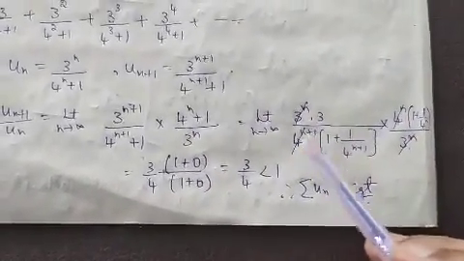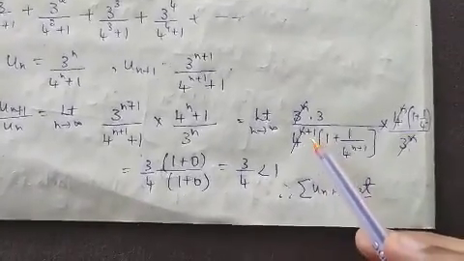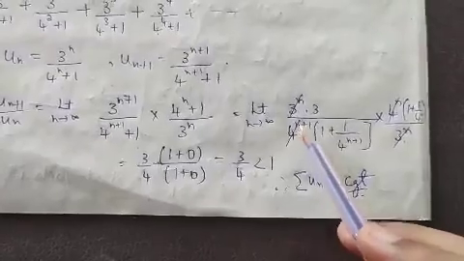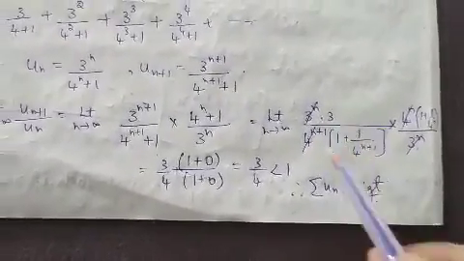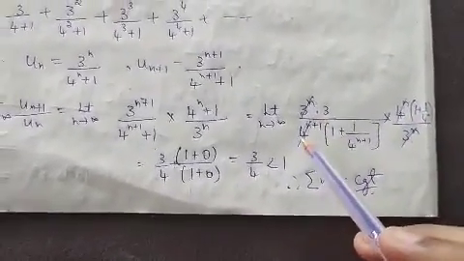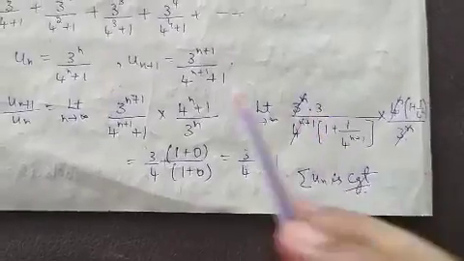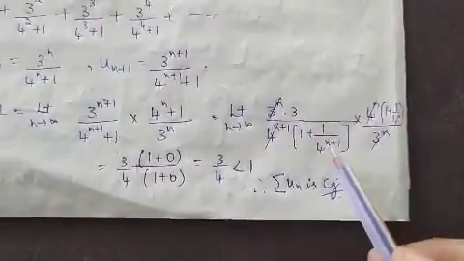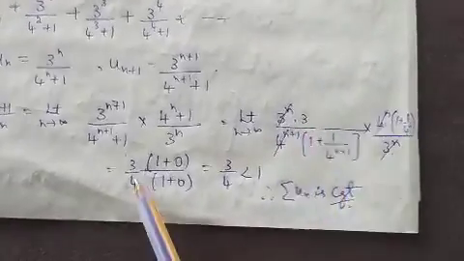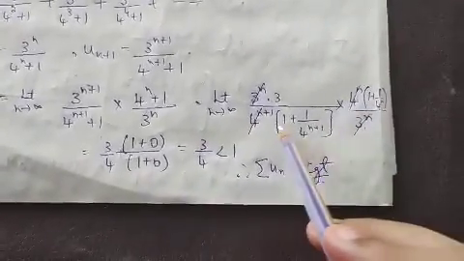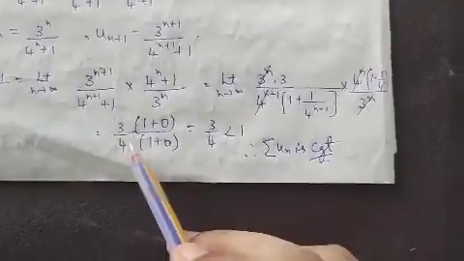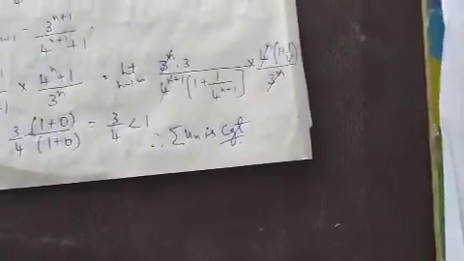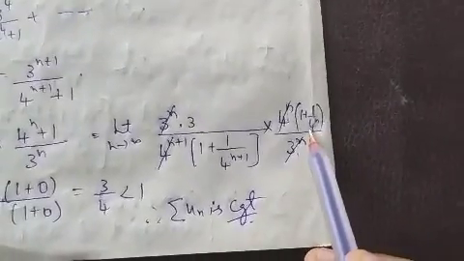4 power n will get cancelled, and remaining is 4 power 1, because it is of the form 4 power n plus 1. So 4 power n into 4, only 4 power n will get cancelled, and remaining is 4. When you substitute n equals infinity, this will become 0 and this will become 0, which is nothing but 3 by 4: 1 plus 0 divided by 1 plus 0, times 3 by 4. So again this value is strictly less than 1. So this is convergent. Now I will explain how this is 0.